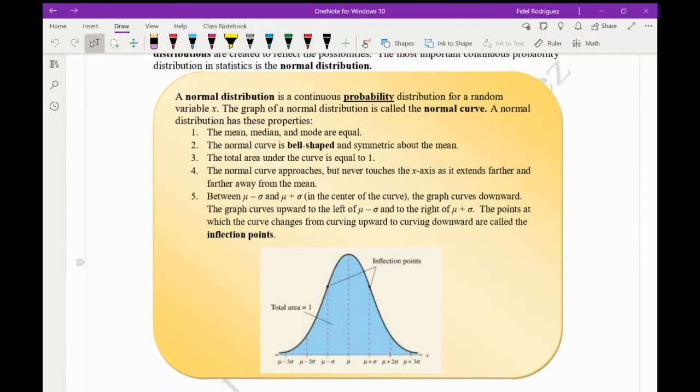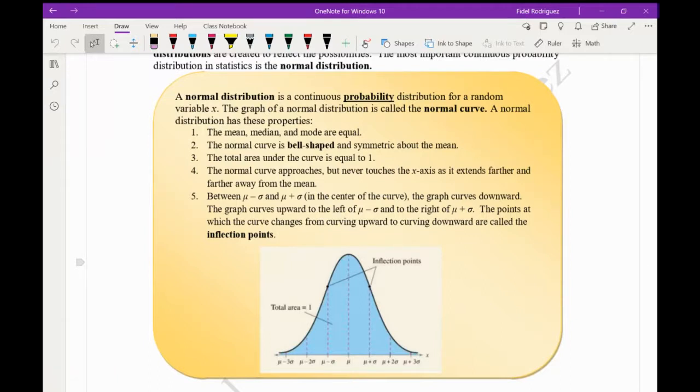It says the graph of the normal distribution is what we call the normal curve. A lot of times people refer to it as the bell curve. You may have heard that before. So let's see, the normal distribution has these properties. Number one, the mean, median, and mode are all the same. The normal curve is bell-shaped, hence we call it the bell curve, and is symmetric about the mean.